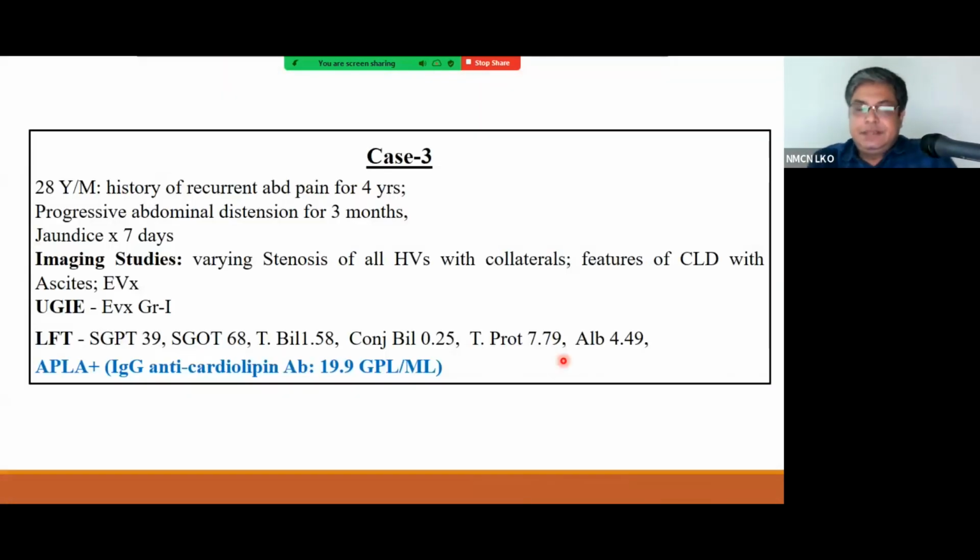So coming to case 3, a 28-year-old male, history of recurrent abdominal pain for 4 years, progressive abdominal distension for 3 months, jaundice for 7 days. On imaging studies, varying stenosis of all hepatic veins with collaterals, features of CLD, ascites, and esophageal varices were noted. On upper GI, grade 1 varices were there. LFT was again just marginally deranged, and the patient was APLA positive.